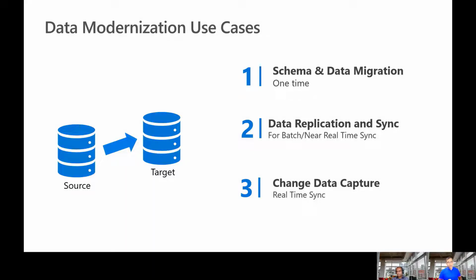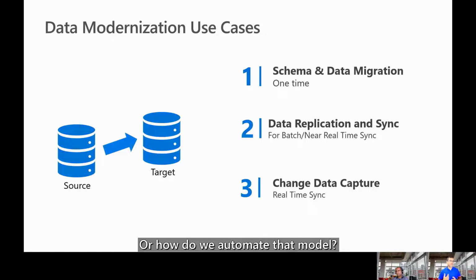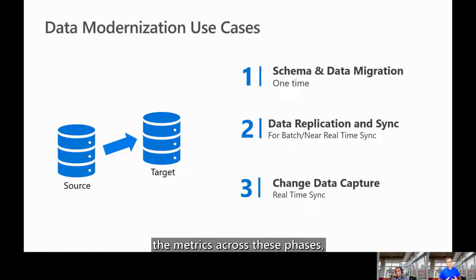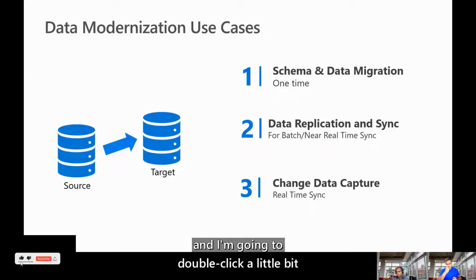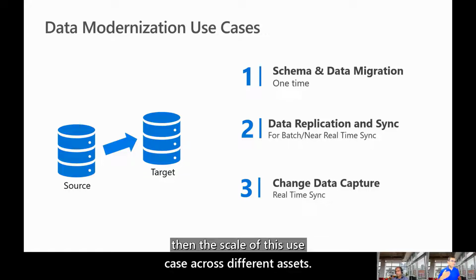And then the scale comes into the picture. Okay, so we have done the one-time data migration for one asset. In a data estate, we may have hundreds or thousands of such assets. How do we rinse and repeat, or how do we automate that model? So our products, in the next slide, you're going to see the metrics across these phases, and I'm going to double click a little bit around how we are handling both the scenarios. First, schema and data migration, then a scale of this use case across different assets.